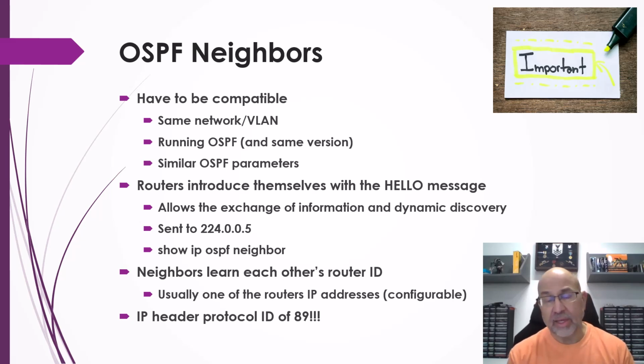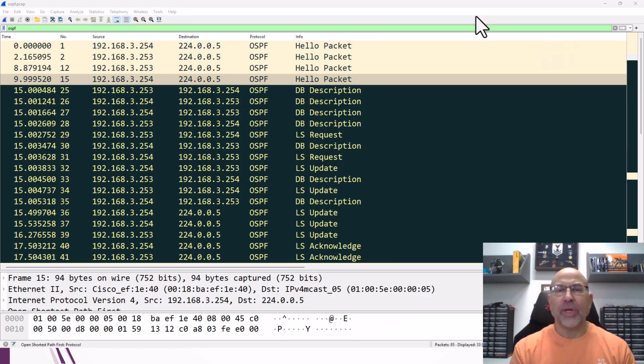Now, here's the funky thing about OSPF. It doesn't use TCP or UDP. So it is encapsulated right inside an IP packet and has an IP header protocol ID of 89. Now, I think at this point it's a good idea to take a look at some packets. All right, so here is a capture that I've done between OSPF routers, and I've filtered on OSPF, so that's all we're going to look at.